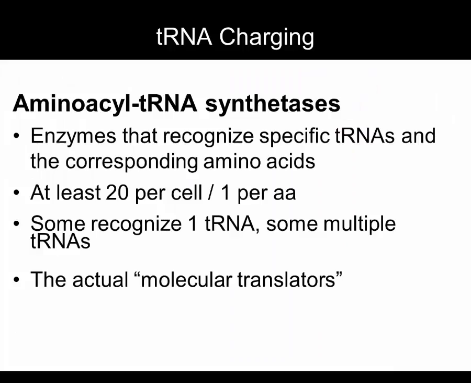The charging is done by enzymes called aminoacyl tRNA synthetases. There are at least 20 of them in any given organism, one for each amino acid. Each aminoacyl tRNA synthetase recognizes a tRNA molecule and attaches the appropriate amino acid. Sometimes there are multiple tRNAs that are used for the same amino acid, so a given enzyme could charge more than one tRNA. These are the true molecular translators of the cell. They recognize a specific nucleotide sequence and make sure the right amino acid for it is attached.